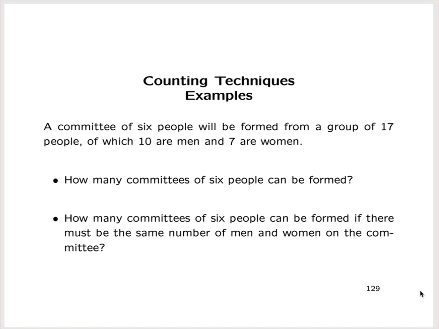All right, the next example says that a committee of 6 people will be formed from a group of 17 people, of which 10 are men and 7 are women. Now, how many committees of 6 people can be formed? And then how many committees of 6 people can be formed if there must be the same number of men and women on the committee?